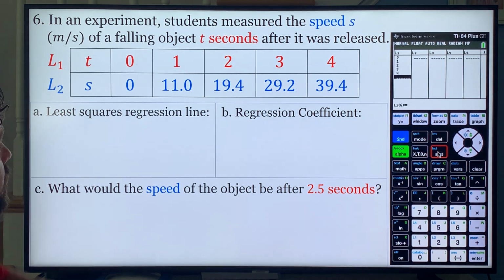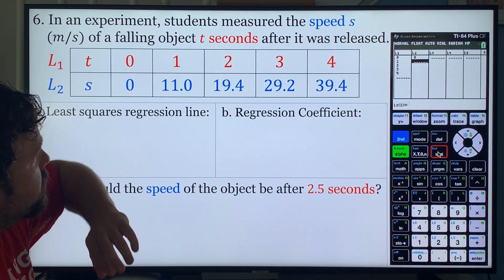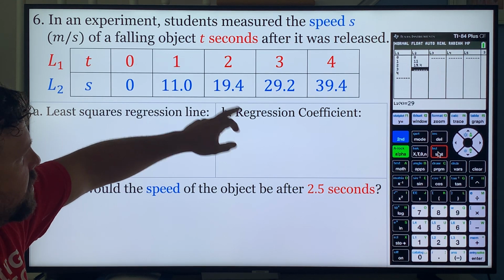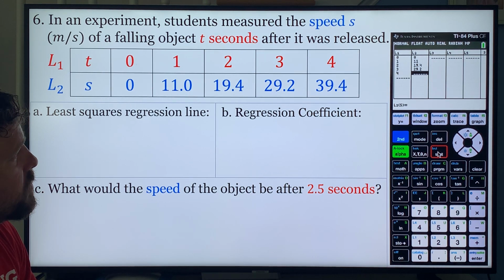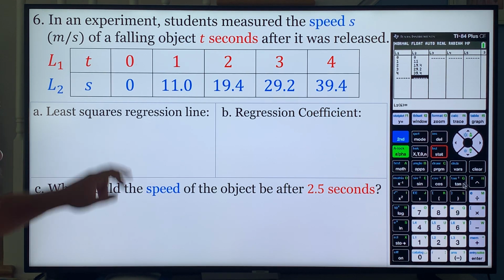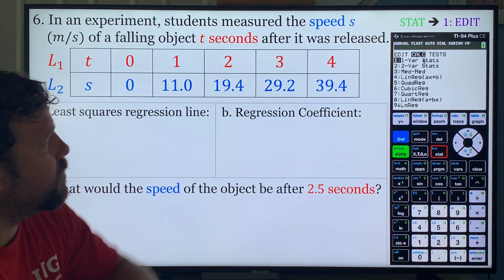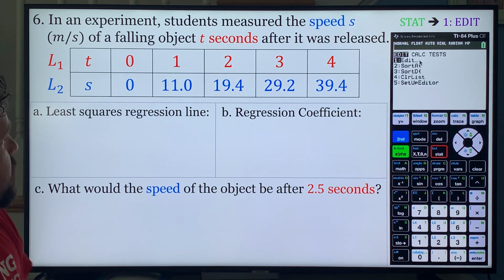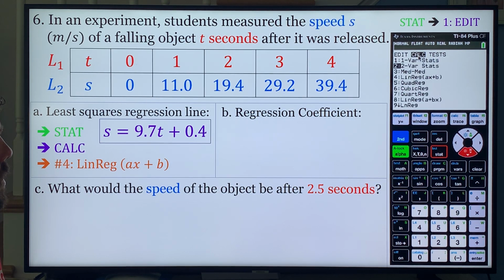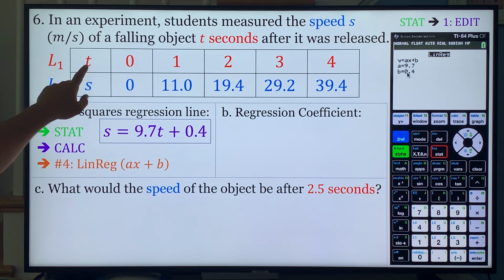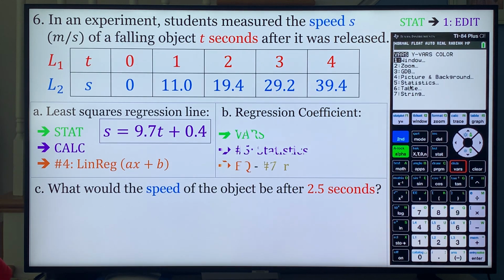How does this work? You can type in 0, 1, 2, 3, 4, and then 0, 11, and you don't have to put 11.0, you can just put 11, 19.4, 29.2, and 39.4. For the least square regression line, you're going to hit, once again, stat. You're going to go to edit, number 1, and then you're going to go to linreg, number 4, sorry, I did it wrong. A is 9.7, B is 0.4, so it's 9.7t, which is your x, plus 0.4.